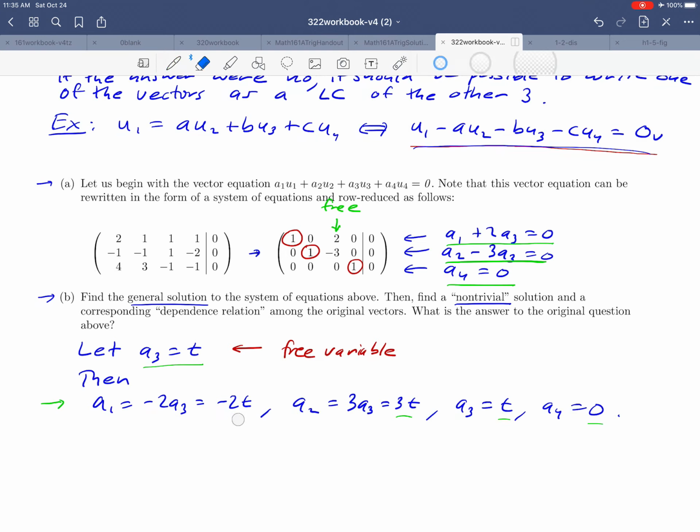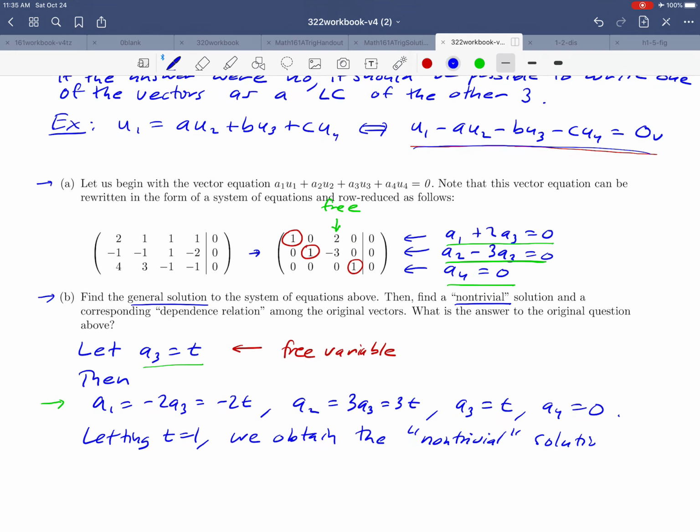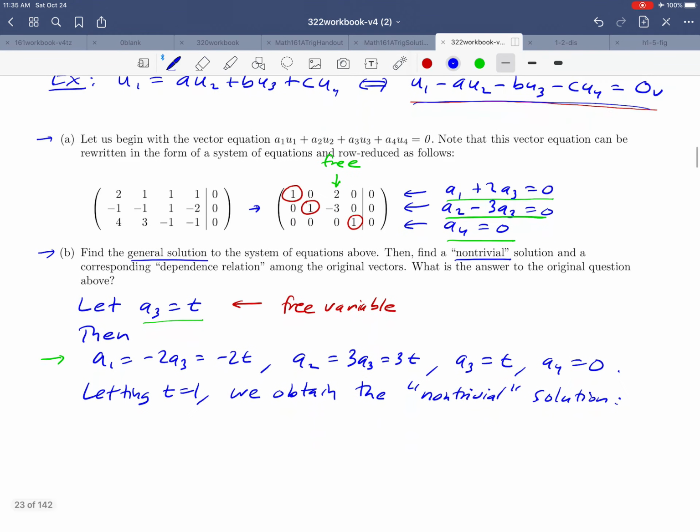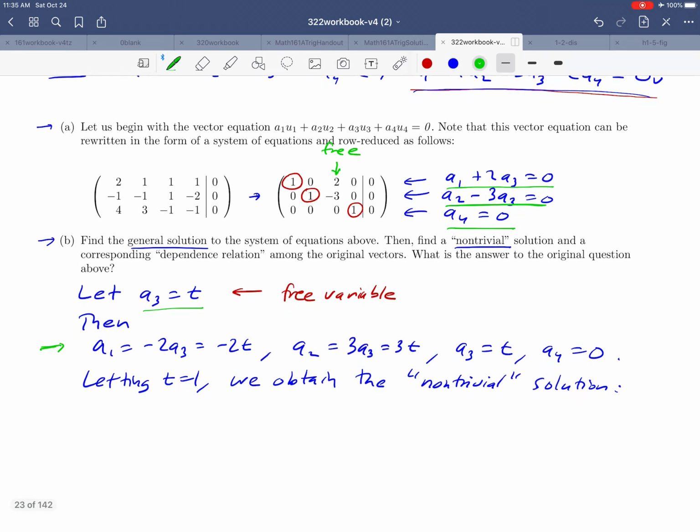Okay, so how would we get a non-trivial solution? Well, we just choose a value of t that's not 0. Okay, so how about t equals 1? Okay, letting t equal 1, we obtain the non-trivial solution. And all we're going to do is to just go back up to this line. Everywhere you see a t, we're going to put a 1. Okay, that's going to give us a1 equals negative 2 times 1 is negative 2. a2 is 3 times 1, that's 3.